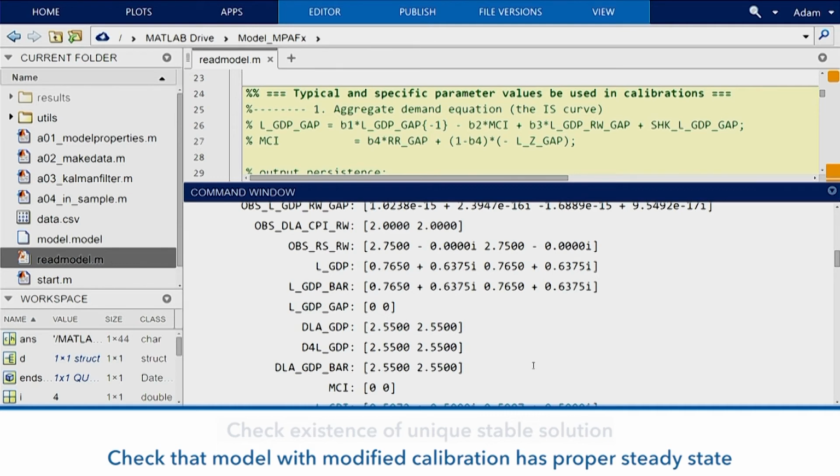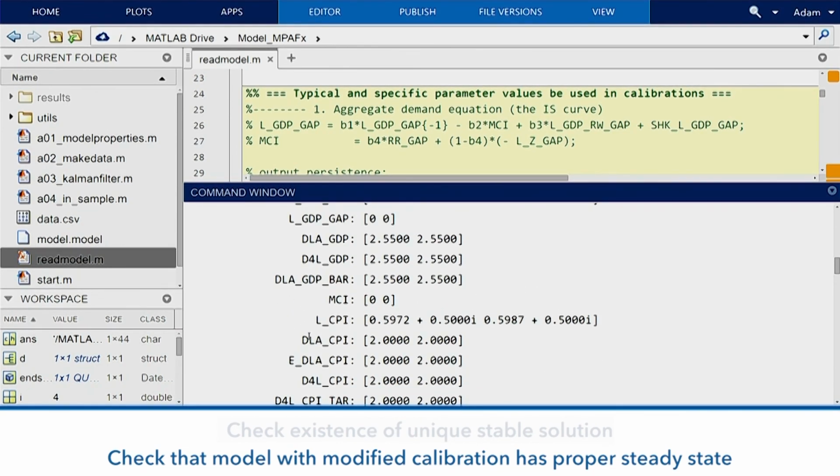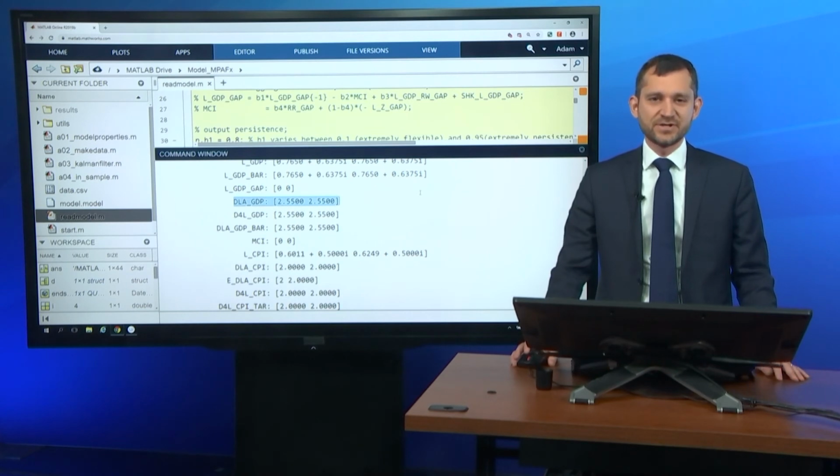Following the order of parameters in the square brackets in the read model, the first values correspond to the original calibration and the second to the modified calibration. As you can see, the gaps are zero. Inflation is at the target, and steady-state GDP growth coincides with its calibrated value of 2.55. Hence, we can conclude that the model with modified calibration has proper solution and steady state.